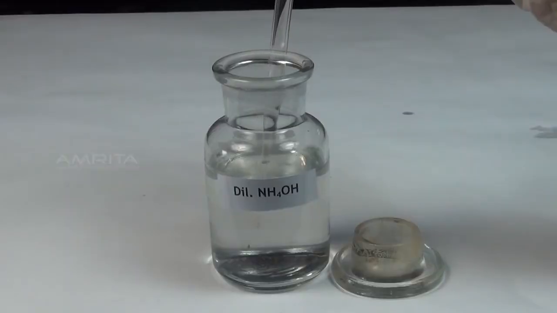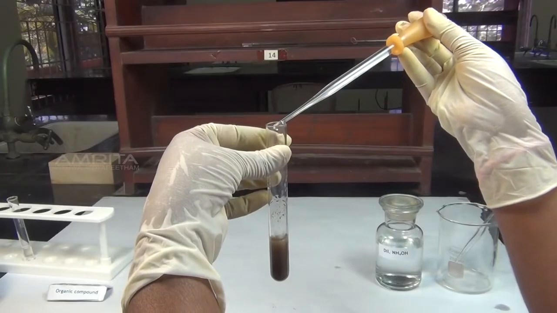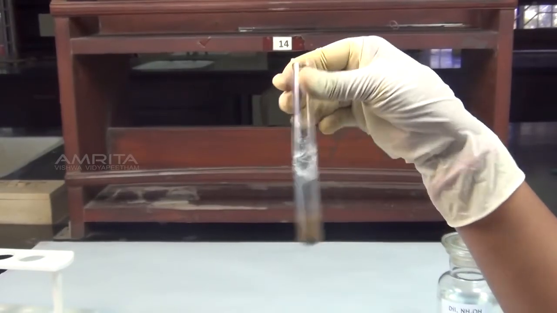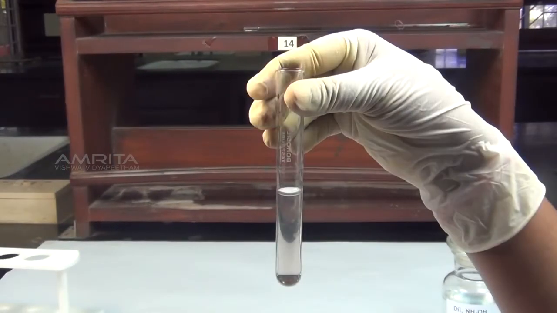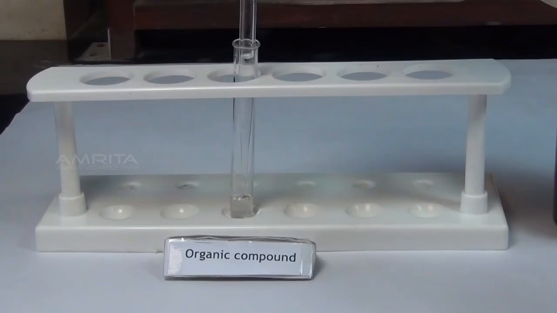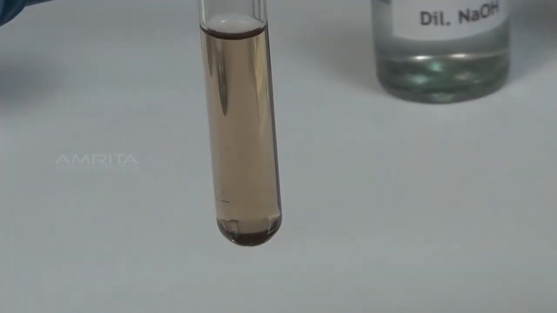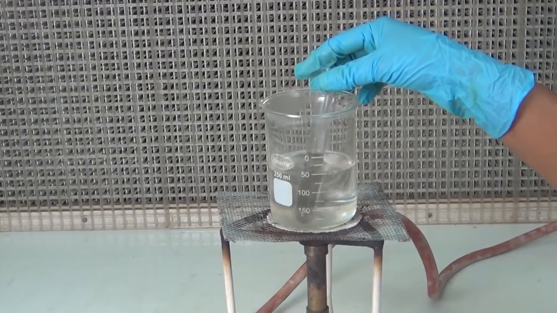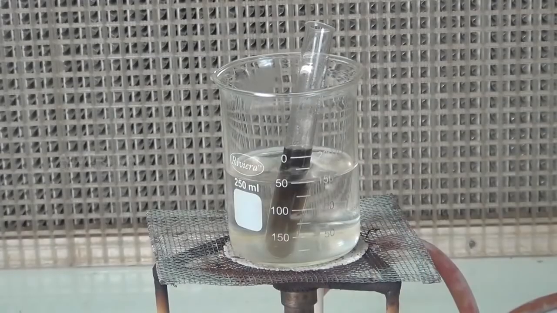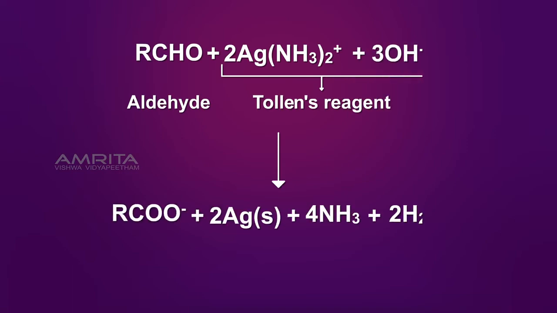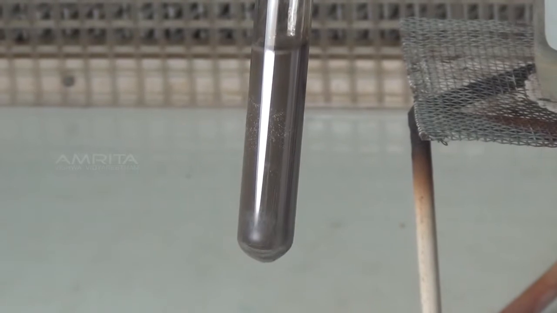Using another dropper, add excess of dilute ammonium hydroxide to the precipitate and shake the test tube well. The precipitate dissolves in ammonium hydroxide. Now, using a dropper, add a small quantity of organic compound to the test tube. Heat the test tube in a boiling water bath. Aldehyde reduces silver ions in the test reagent to elemental silver, which accumulates on the inner surface of the test tube, producing a silver mirror.